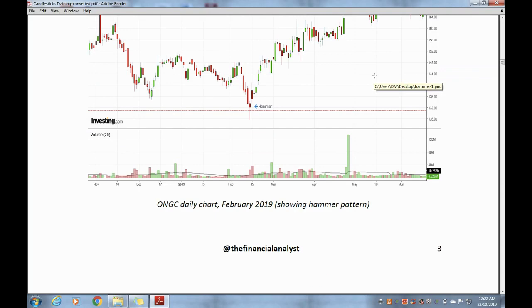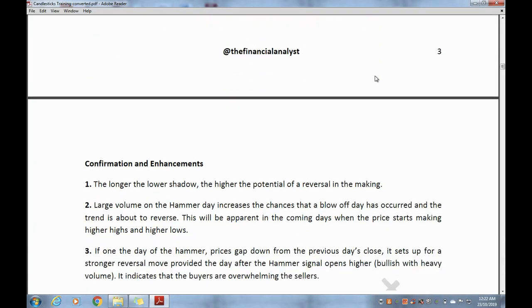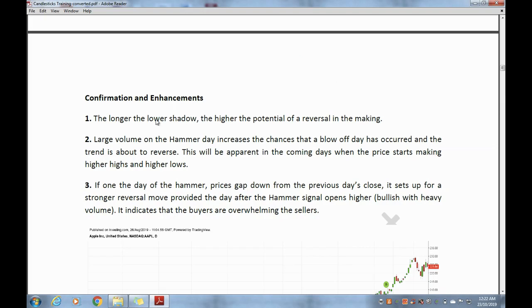So let us look at another example, or let us study the confirmation signals before that. The longer the lower shadow will be, the higher will be the chances of a reversal. So if the lower shadow is longer than 2 times the length of the body, it is a very good signal to trade.